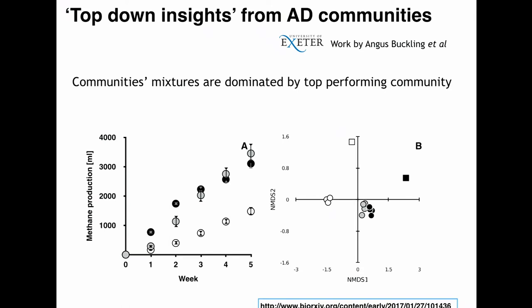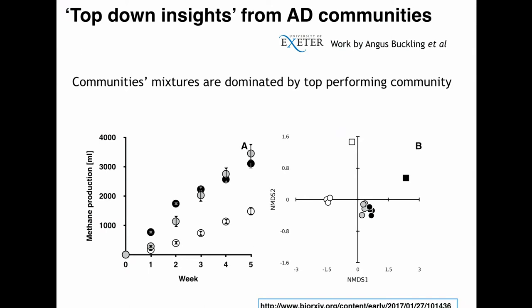It turns out that this is the poor performer, and the dark one here is a good performer in terms of methane production, and the mixture seems to overlap with the good performer over time as you keep them. What was interesting to us is that, in the 16S or compositional space, the mixture was converging towards the better performer. So it seems that somehow the better performing community is taking over as a community. This is a rather preliminary result.